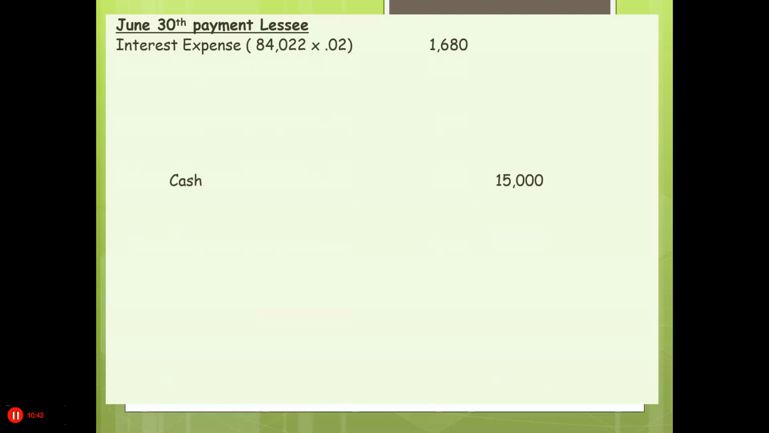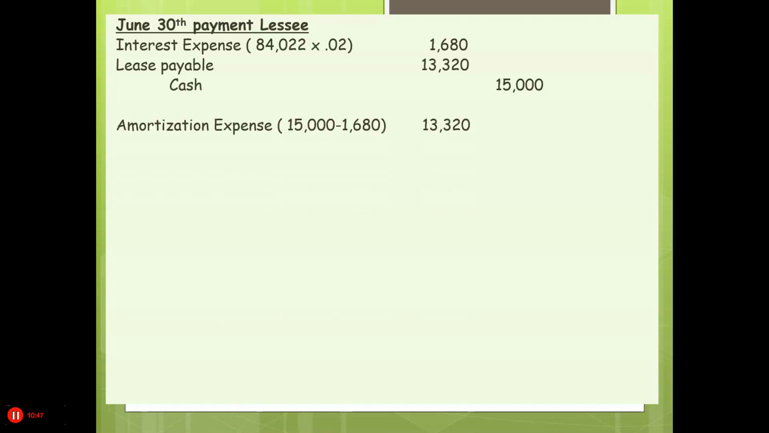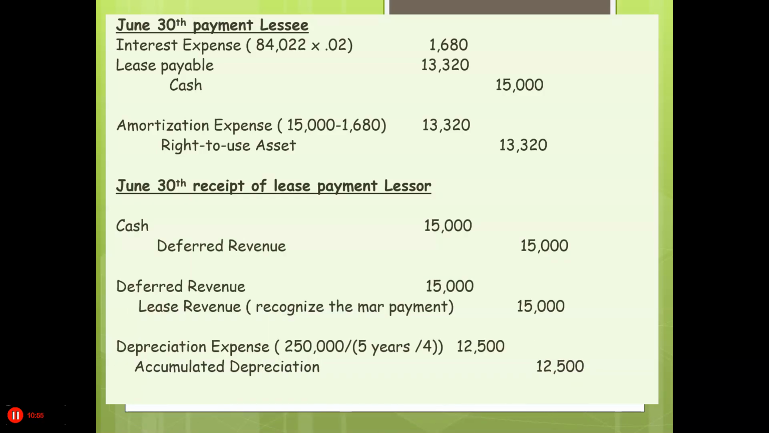Now, what about our June 30th payment? We'd go through the same thing. We'd have interest expense, cash, lease payable, and amortization expense, right-of-use, which remember is always the same amount as the lease payable when you're doing your homework. And for the lessor, they're going to get the cash and defer the revenue. Again, they treat the deferred revenue from the previous payment as revenue from the March payment. And again, they book depreciation expense.